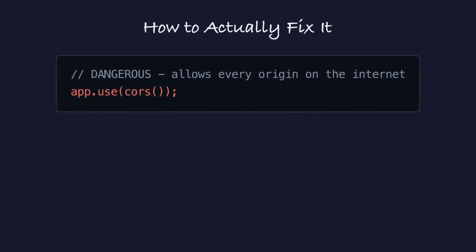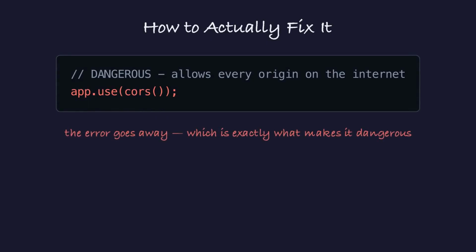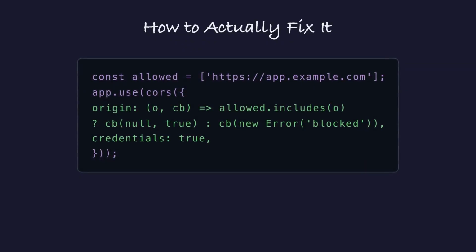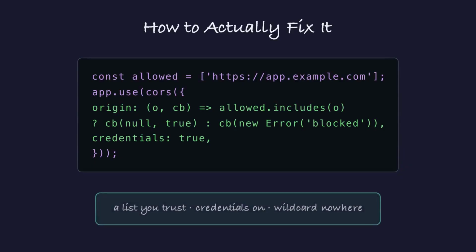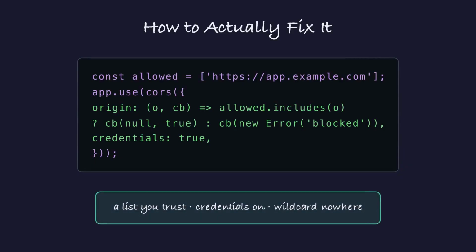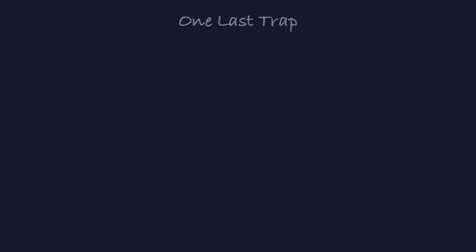So here is the wrong fix in Express. Calling the CORS middleware with no options at all allows every origin on the internet. It makes the error go away, and that is exactly what makes it dangerous. And here is the right one. Keep a list of the origins you actually trust. Check the incoming origin against that list and only then allow it. Credentials on, wildcard nowhere.